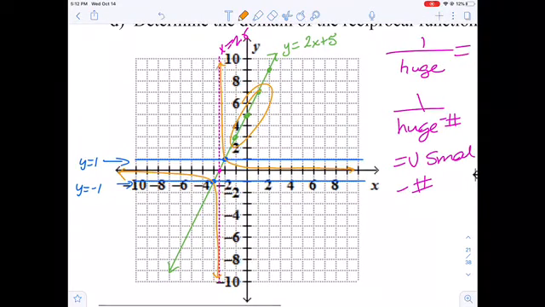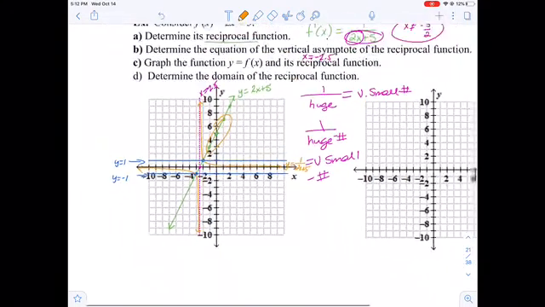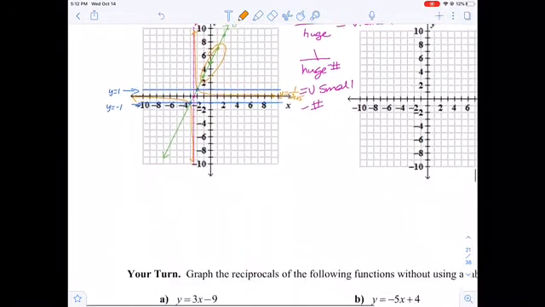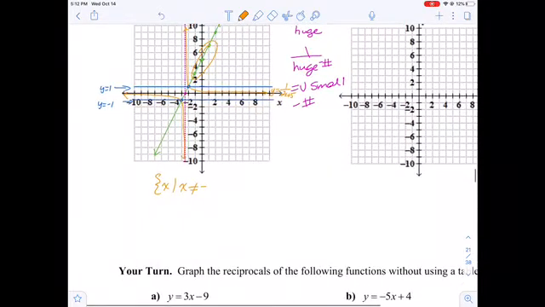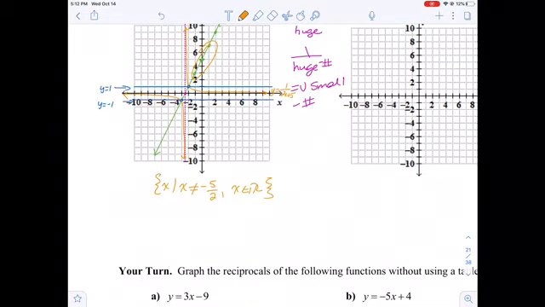And there's our function. There's our reciprocal function, y equals 1 over 2x plus 5. Okay, let's look at the domain and the range of the reciprocal function. So our domain would be the set of all x such that x cannot equal negative 2.5, negative 5 halves. And the range is the set of all y's such that y cannot equal 0.